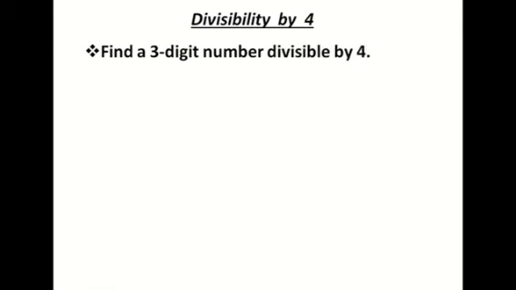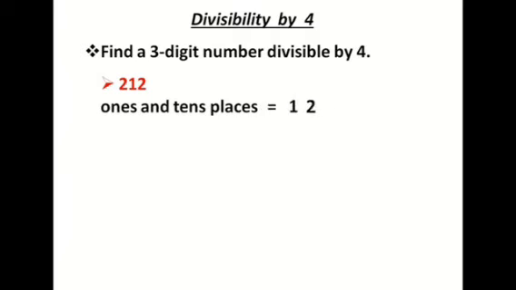Now we will discuss the divisibility rule for 4. Here I have asked you to find a 3-digit number divisible by 4. At random, I have chosen 212. If you divide by 4, you can see that it is divisible by 4. Now looking at the number, tell me what are the tens and the ones place. It is 1 and 2, 12. Yes. So the tens and ones place is 12. This 12 is divisible by 4.